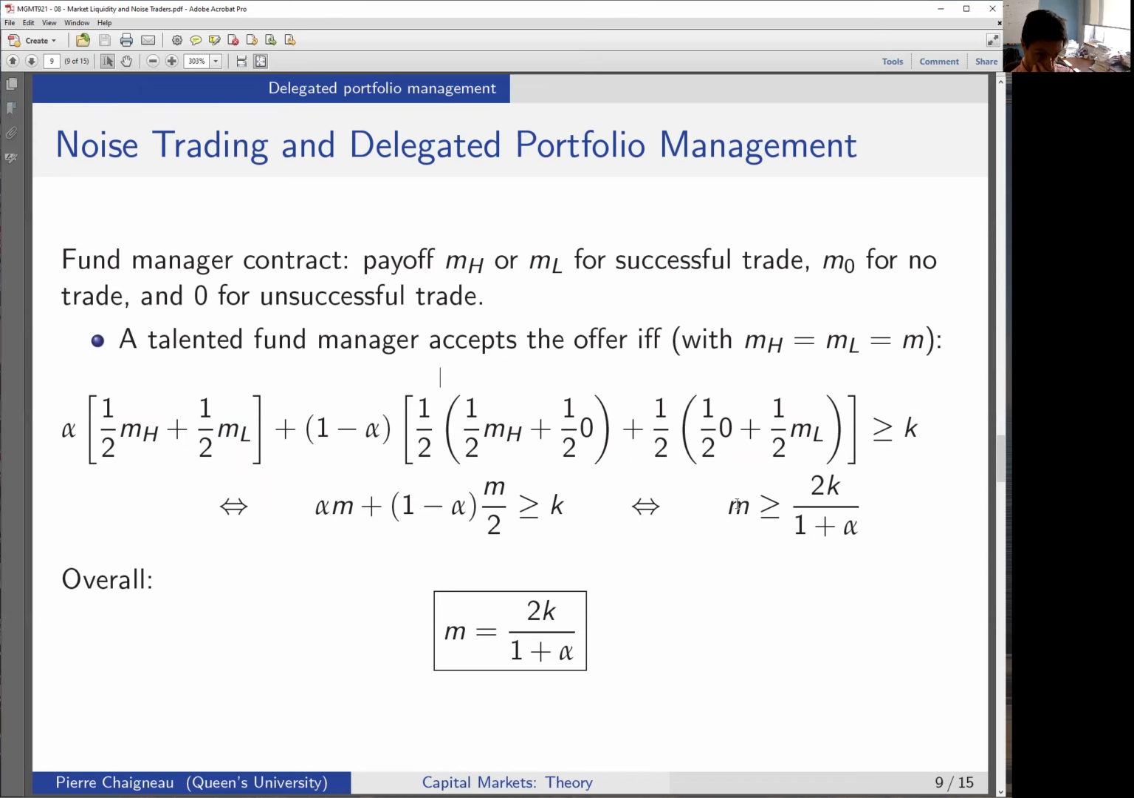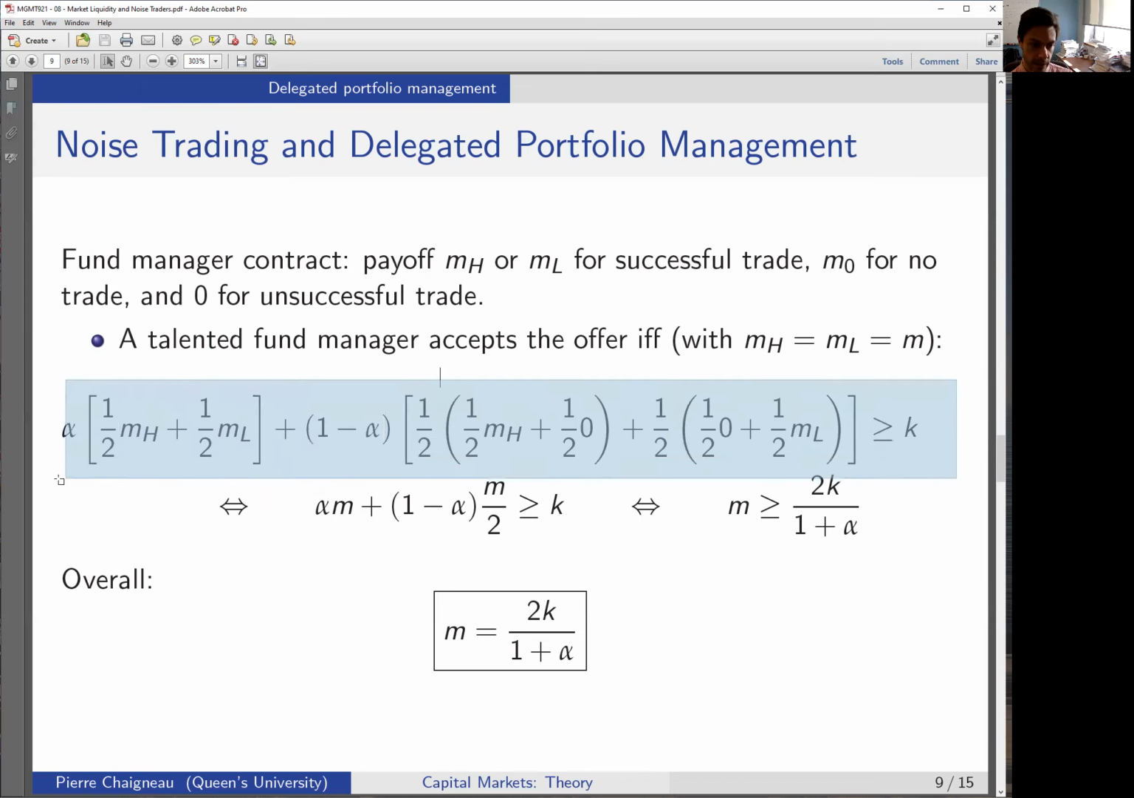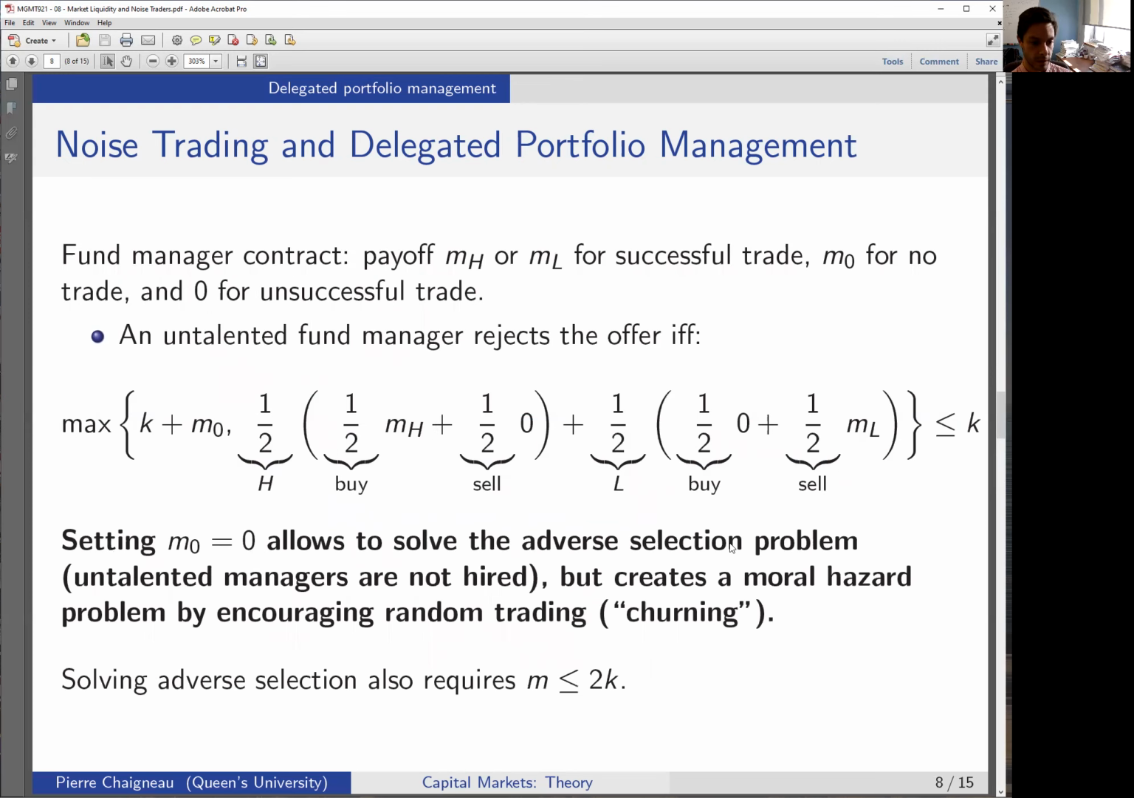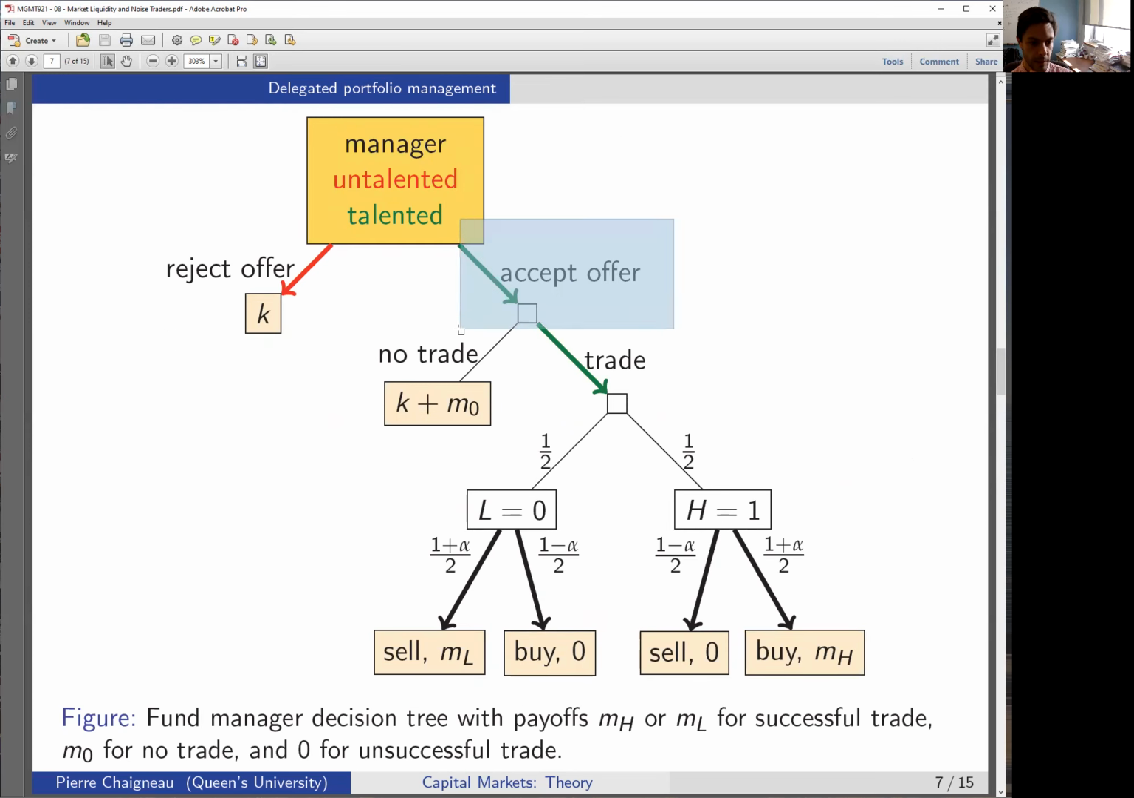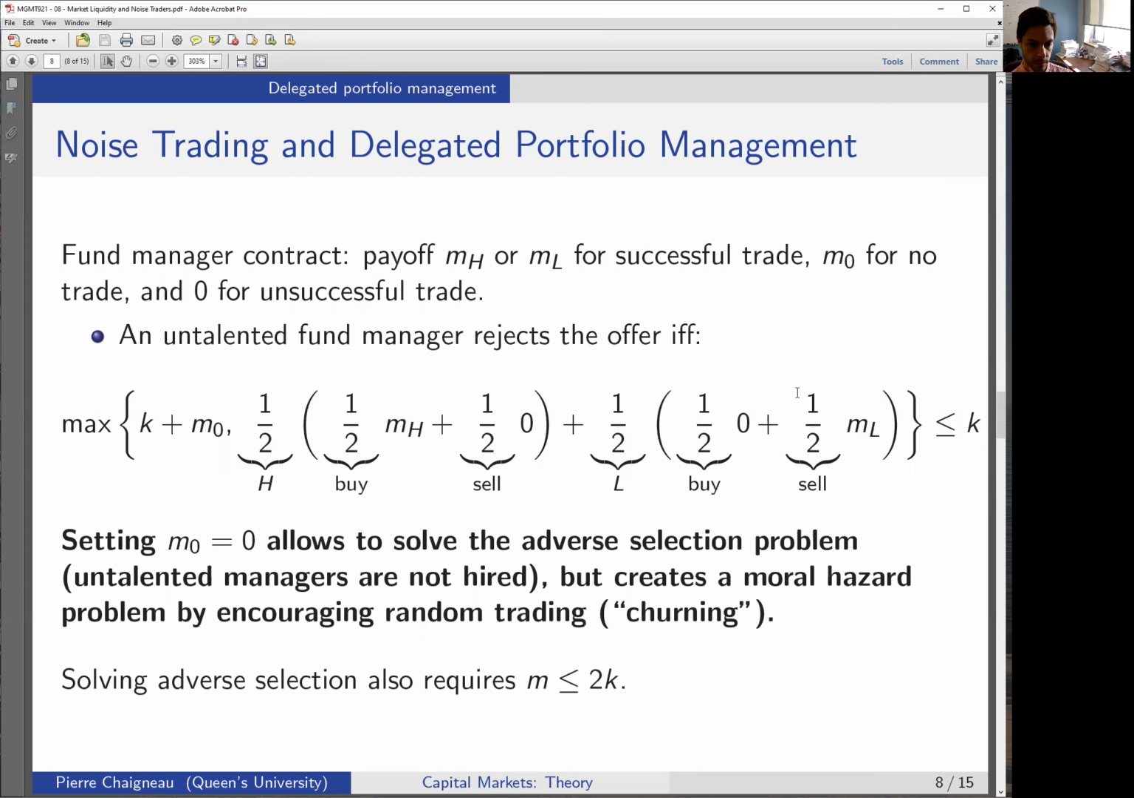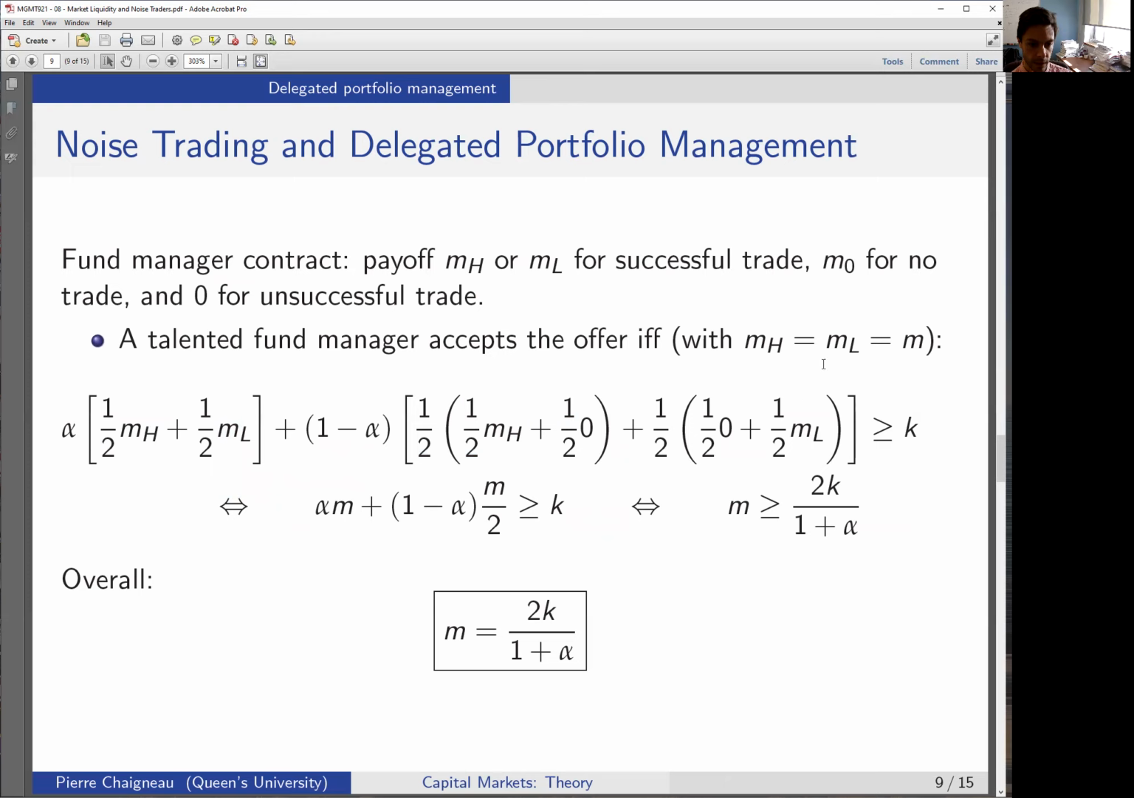Okay. So now we must make sure that this is greater than K, right? We want the talented fund manager to accept the offer. So when is that the case? Now we're going to use this equality, as you can see. So this is going to simplify a lot. So we're going to get this, and if we rewrite it and solve for M, we solve for the contract. So here that involves solving for the reward for a successful trade. We find that the talented fund manager would accept the offer if and only if M is greater than this.